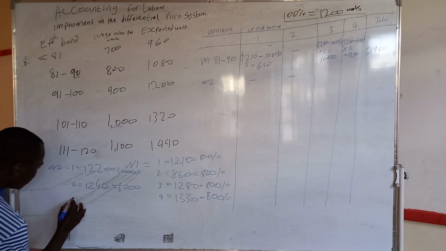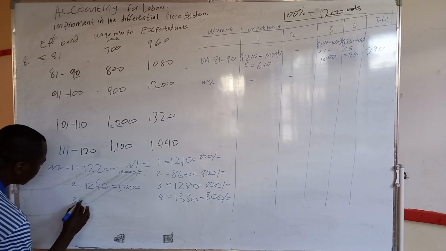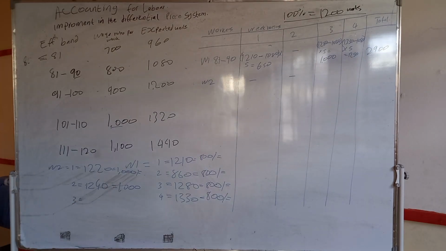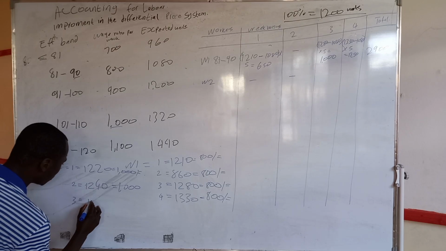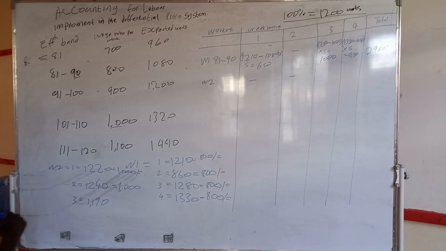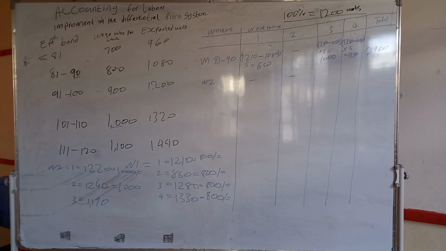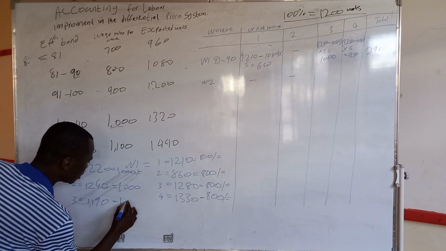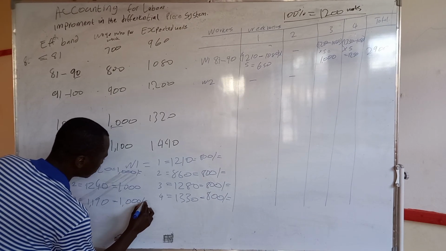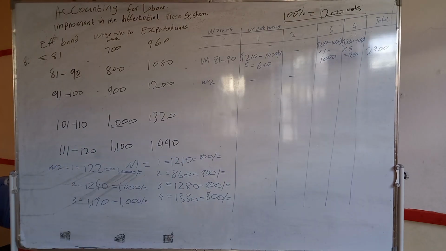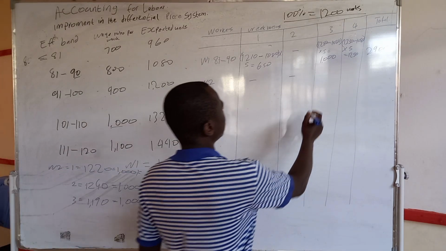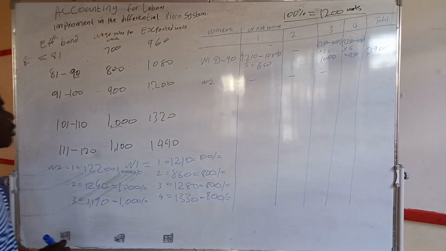And then week 3. What was the production? He did 1,190. His fixed wage remains 1,000 shillings. Did he surpass the minimum? No. So there is no bonus.